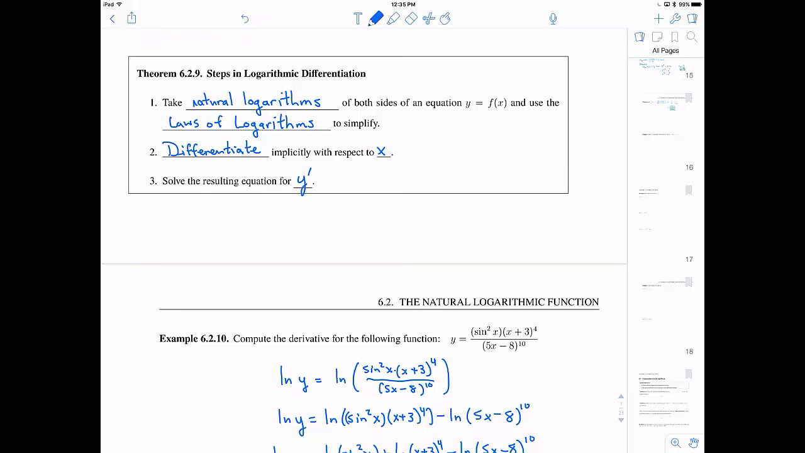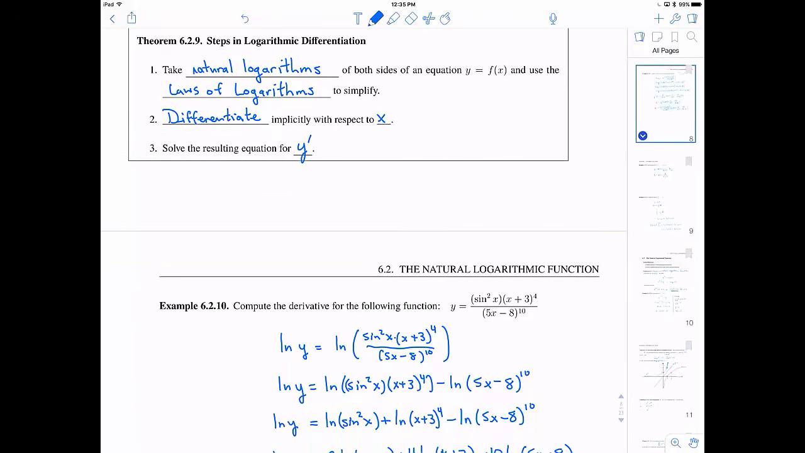Alright, so we had 3 steps to logarithmic differentiation. The first was apply logarithms, right? So we do this to both sides of the equation, and then we use laws of logarithms to simplify this down. The second step is to differentiate. We're going to differentiate implicitly with respect to x, and then finally solve for y prime, right? Solve for that derivative.